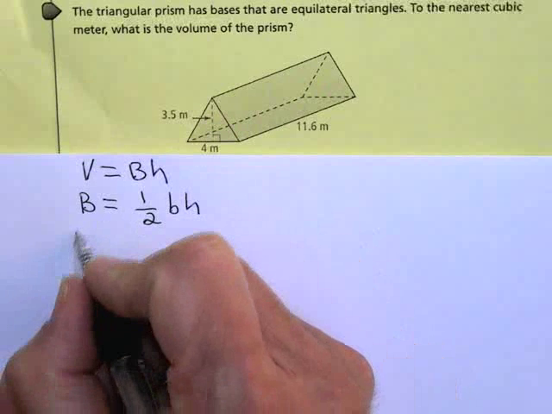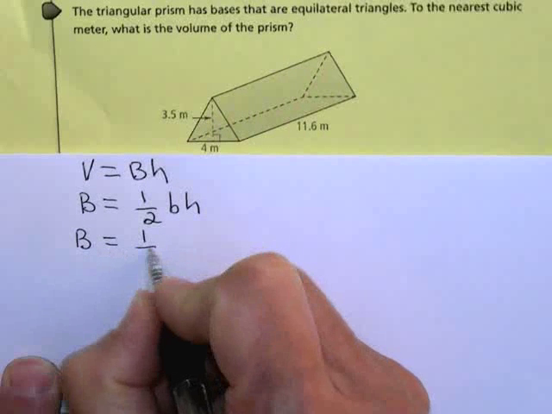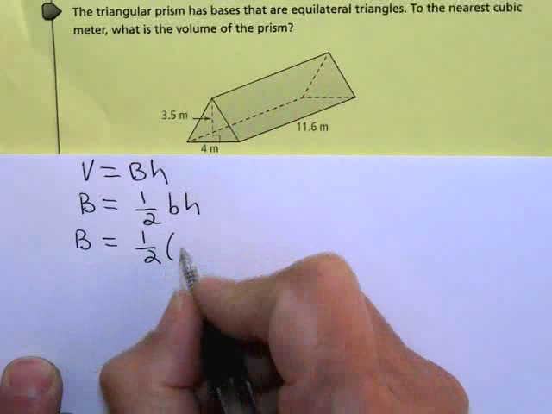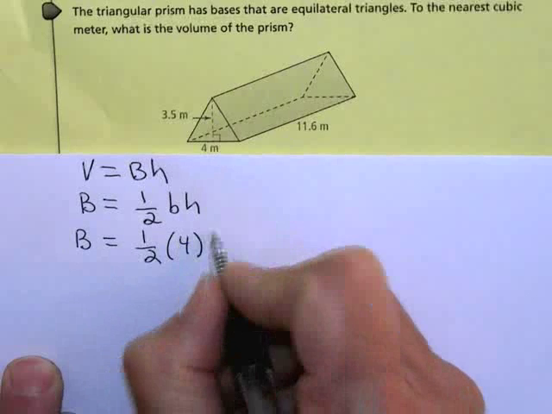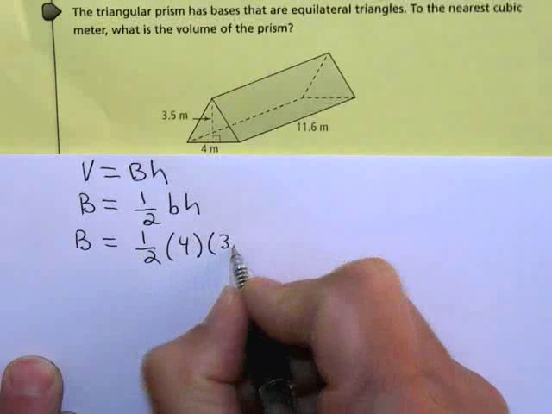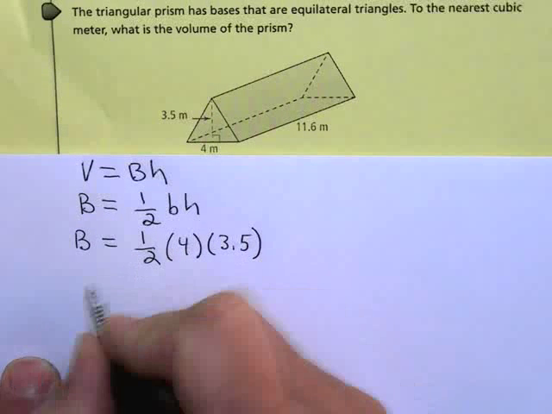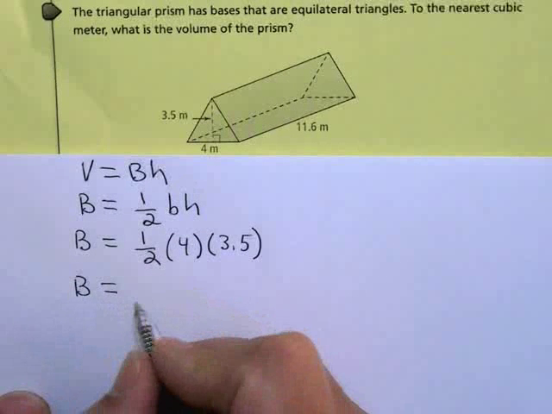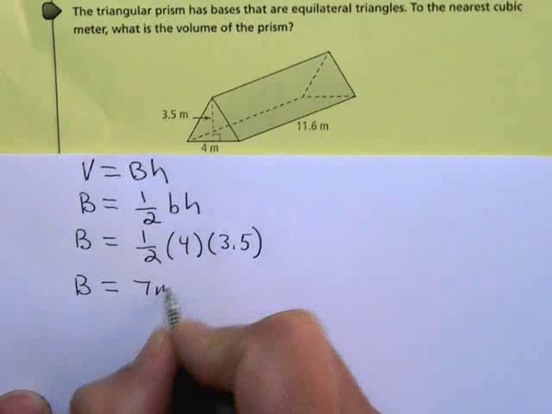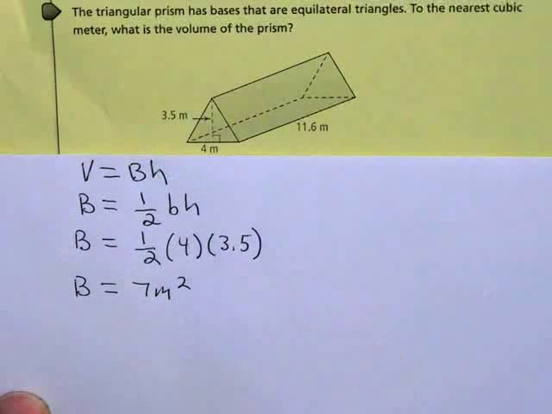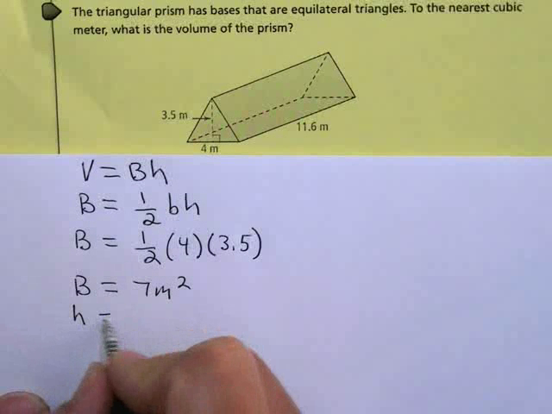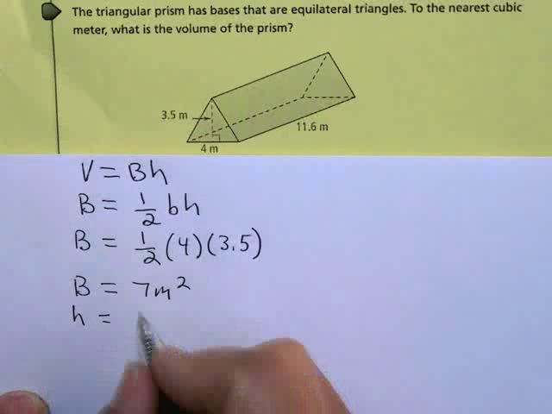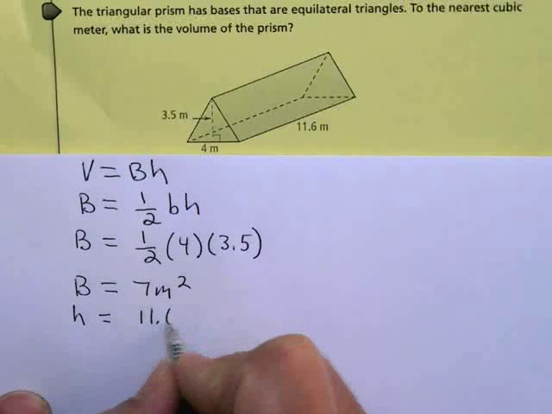And B is going to equal 1/2 of 4 multiplied by 3.5. And this, of course, is all in meters. And the base of this shape would be 7 meters squared. All right, the height of this triangular prism is 11.6 meters.